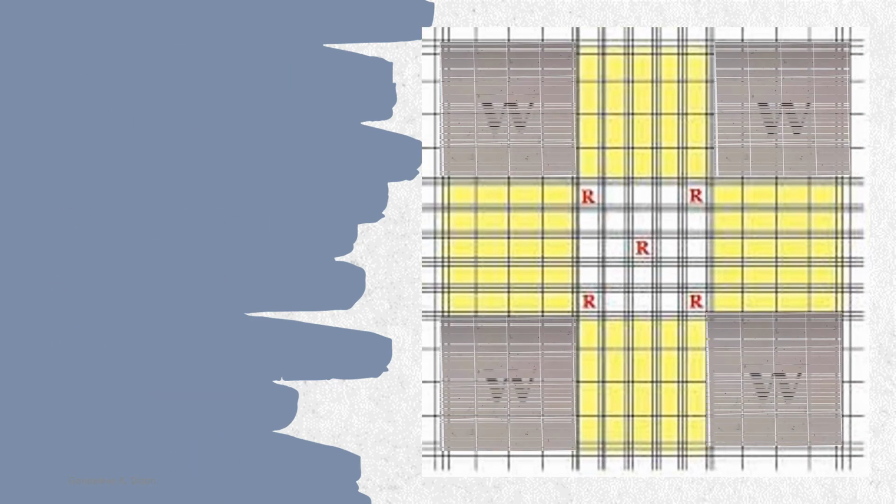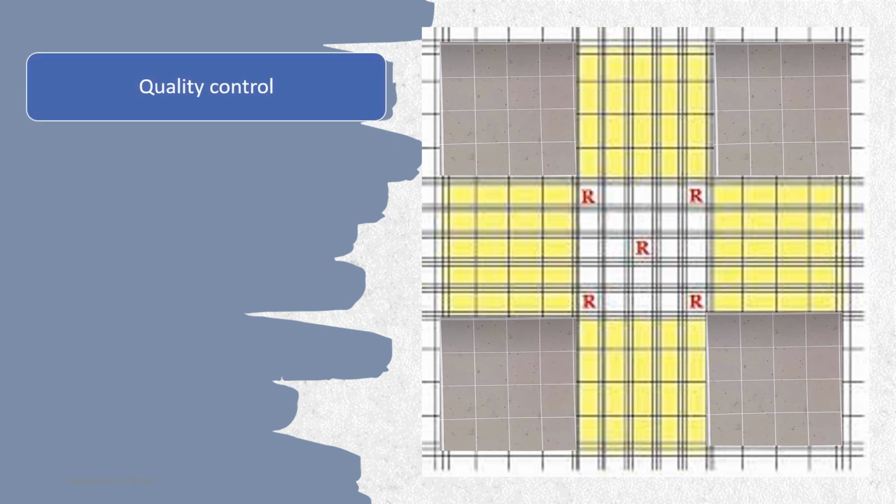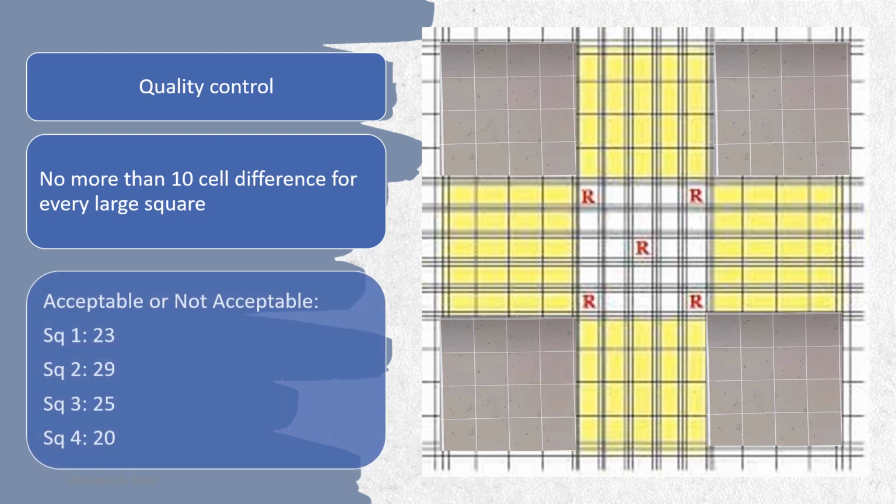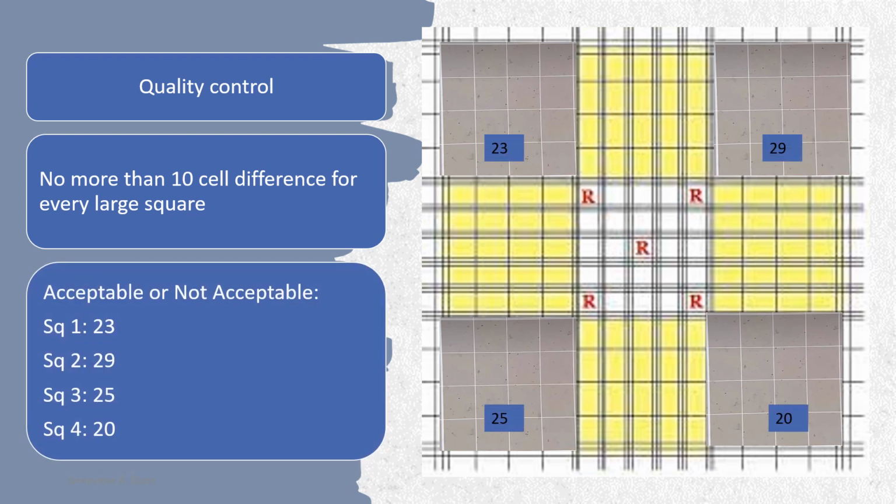After counting 4 large squares, quality control must be made. There should be no more than 10 cell difference for every large square. So let's pretend that these are the number of WBCs counted for every primary square. We have 23, 29, 25, and 20. Are these counts acceptable or not acceptable? Since there is only a maximum of 9 cell difference for these primary squares, this makes this count acceptable.